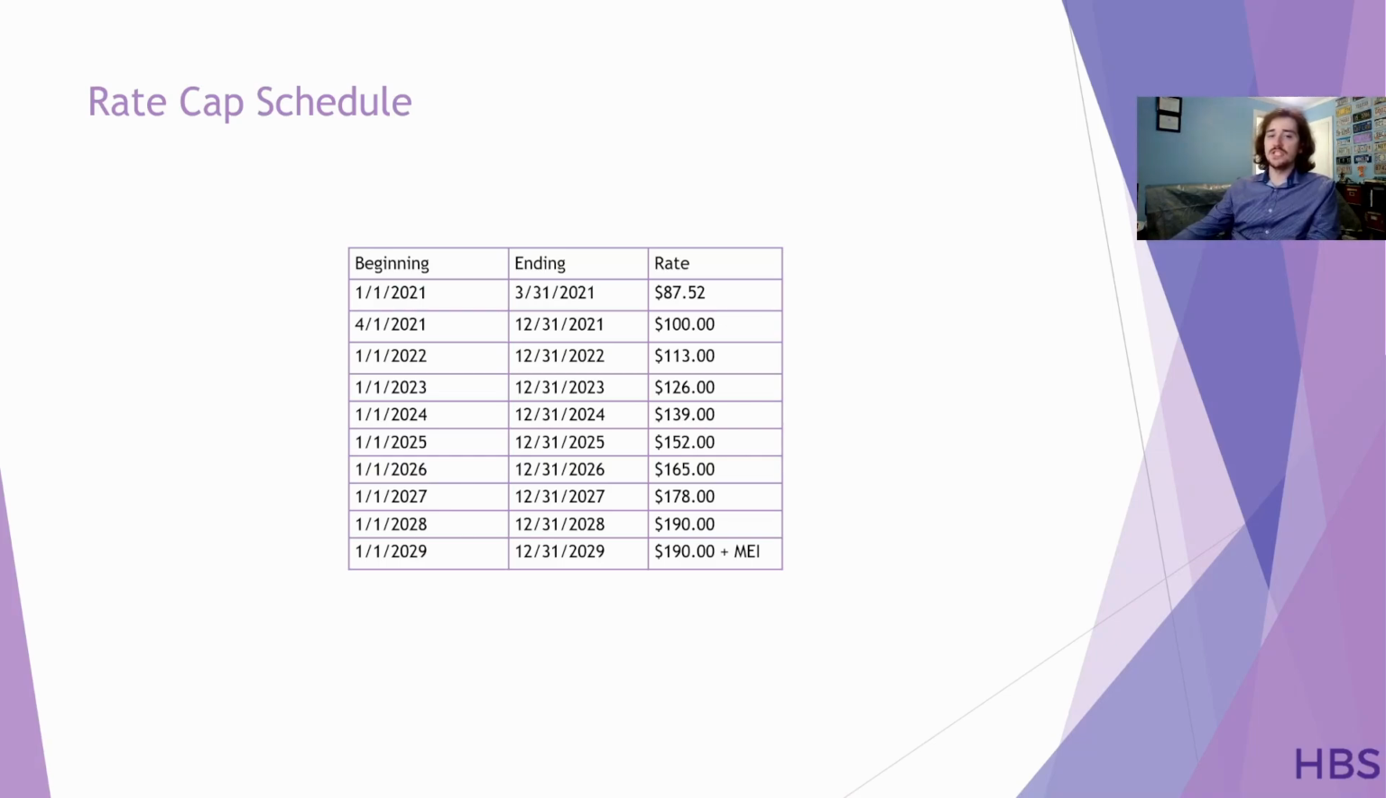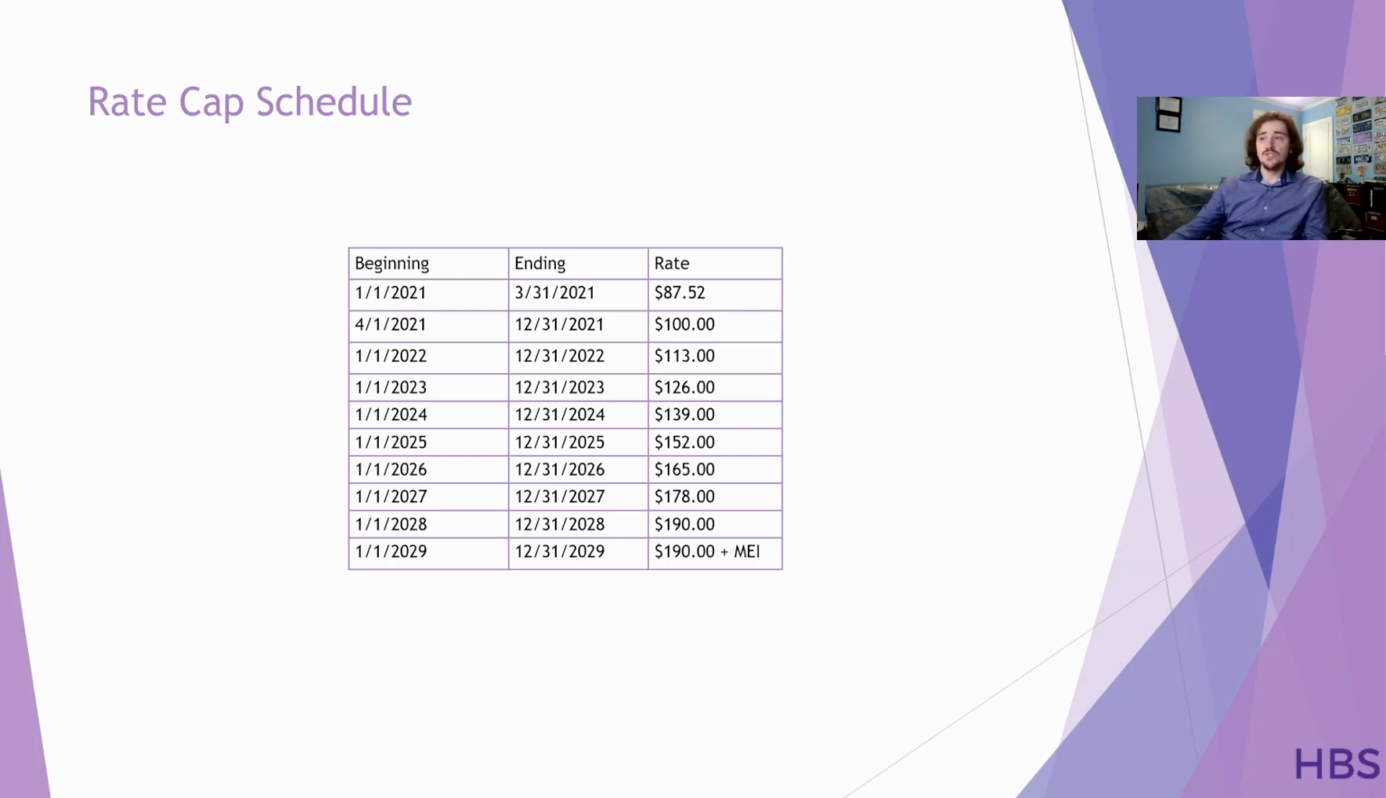So for independent RHCs, you've seen this cap go up by a lot over the past few years, and it's going to continue to go up. This has been very good for a lot of clinics. You can see on the table here that the cap at the beginning of 2021 was less than $90 a visit, and it had been stuck in that range for quite some time. It would only be going up by one to not even $2 every year.